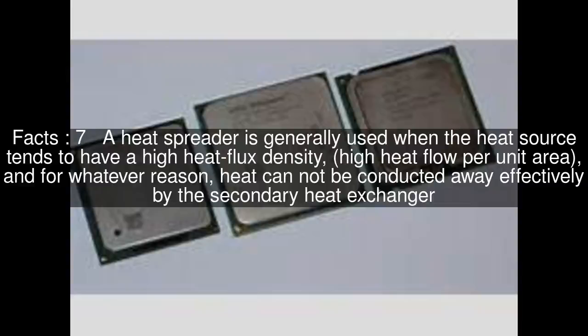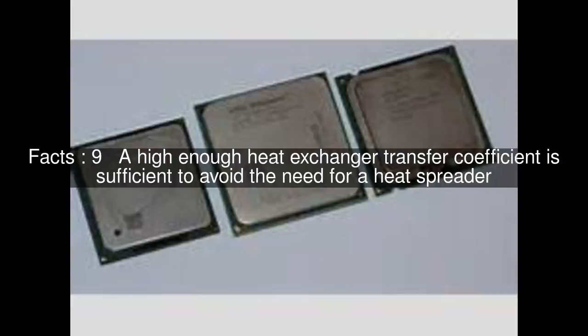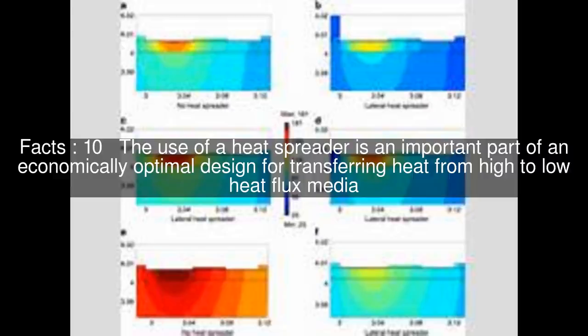A heat spreader is generally used when the heat source tends to have a high heat flux density, high heat flow per unit area, and for whatever reason, heat cannot be conducted away effectively by the secondary heat exchanger. For instance, this may be because it is air-cooled, giving it a lower heat transfer coefficient than if it were liquid-cooled. A high enough heat transfer coefficient is sufficient to avoid the need for a heat spreader. The use of a heat spreader is an important part of an economically optimal design for transferring heat from high to low heat flux media.